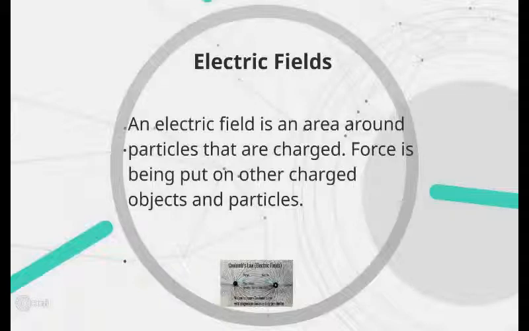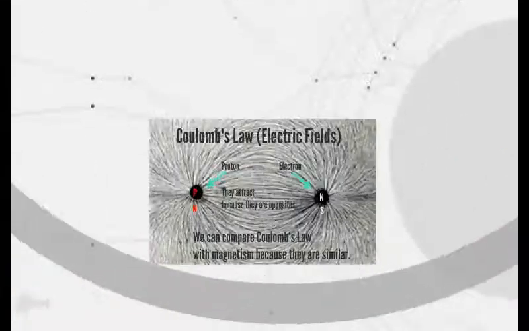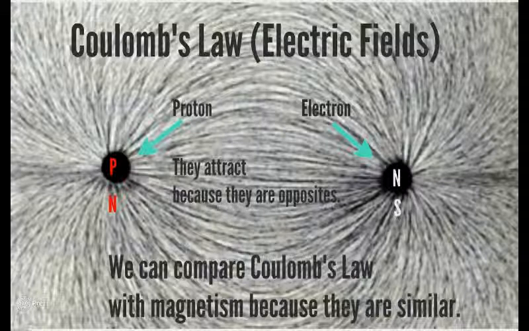And electric fields. An electric field is an area around particles that are charged. Force is being put on other charged objects and particles. And we can compare Coulomb's law with magnetism because they are similar. And Coulomb's law, of course, is when like charges repel and unlike charges attract. And in this diagram, there's a proton and an electron.